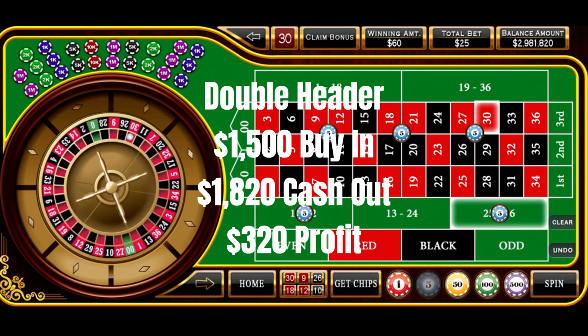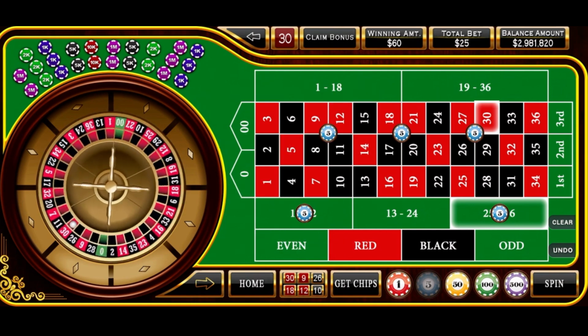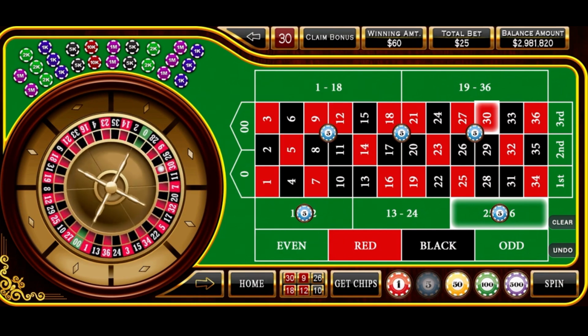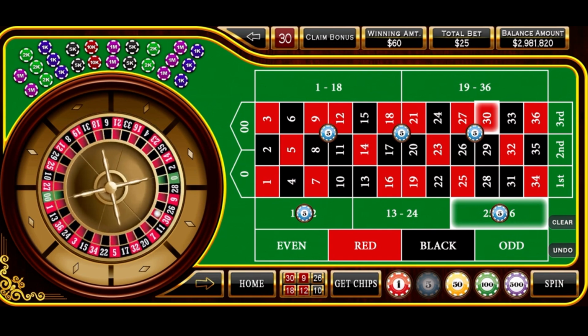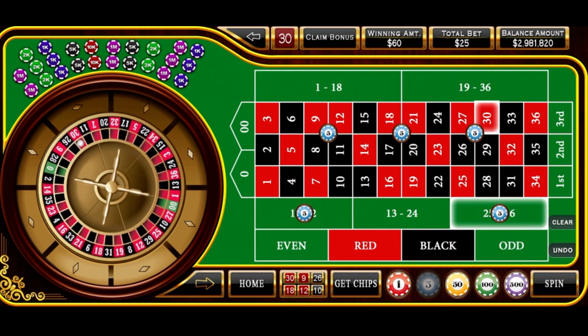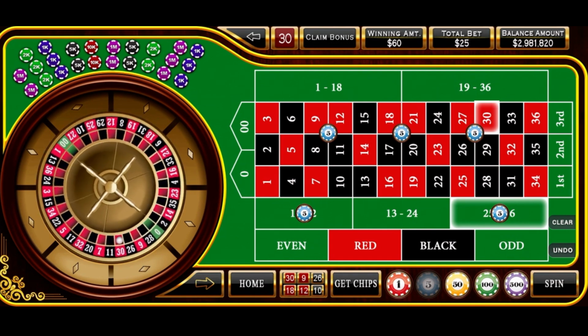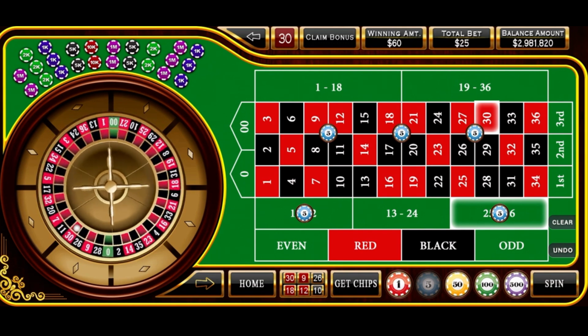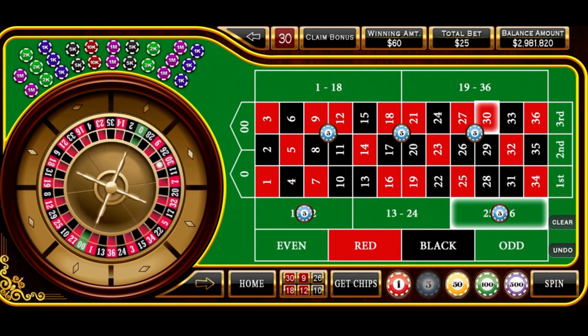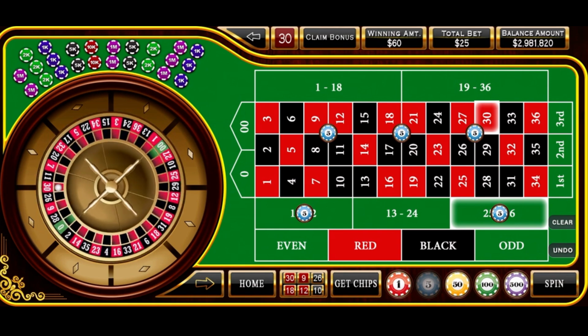So we encourage you to try this on your software or on your roulette table before you plunk down any of your hard-earned money. Test it out, see what you think, and let me know how you did. This is a pretty solid one, I think, and I hope you do too. So that is how the double header roulette strategy is played.